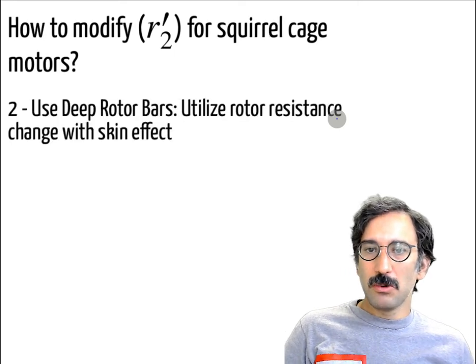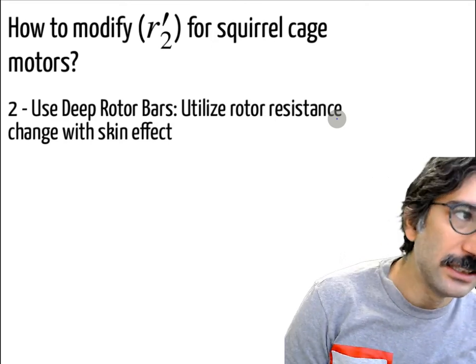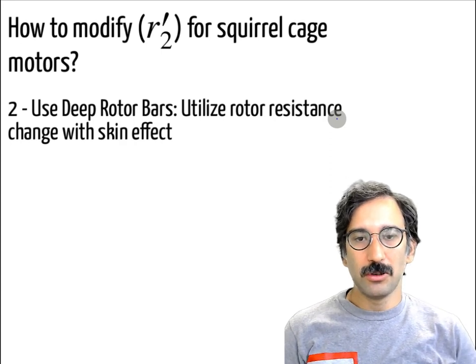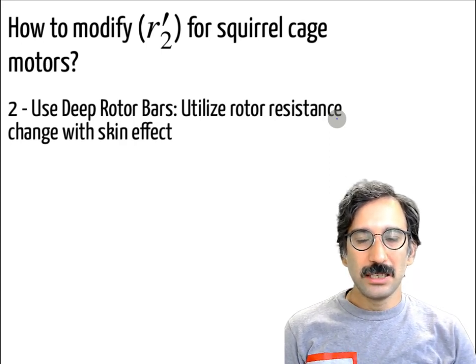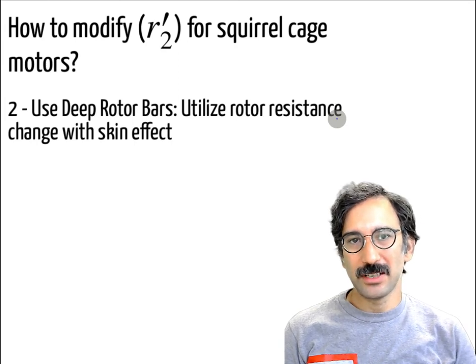Okay, so what we can do is use a really fundamental magnetic and electrical property of the rotor bar currents. We can use deep rotor bars, utilizing rotor resistance change with skin effect. So what does it mean?